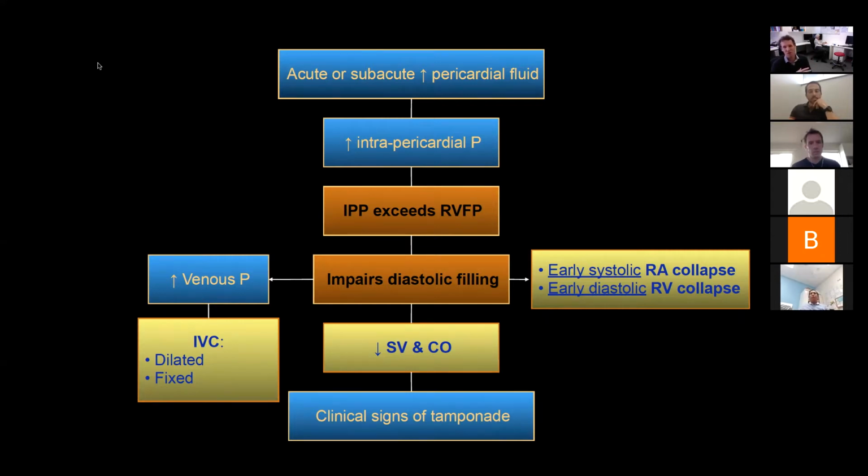From the right ventricle side of things, when that impairs the filling of the right ventricle in early diastole, or early systole for the right atrium, that is going to cause collapse of that free wall. So the pressure in the pericardium is greater than the pressure inside the heart, so it squashes it down. That means you impair filling. And if you impair filling to the right side of the heart, you're going to have a fixed and dilated IVC. Okay, and that's why we look for that fixed dilated IVC.